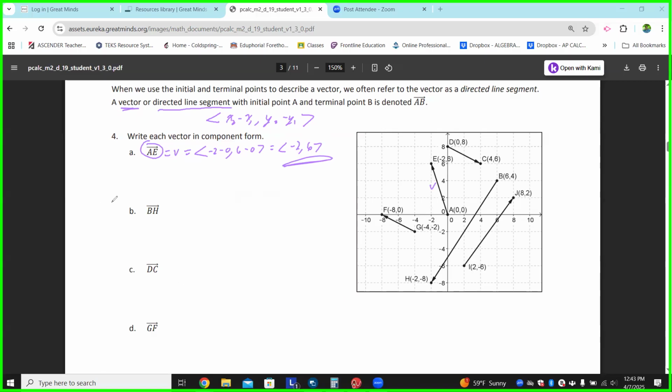All right, go ahead and do B, C, and D. Go find its vector component form. It did not say, and I'm looking at it, no magnitude, just the component form. You don't even have to write out the initial and terminal point. You have to use it to find component form, but you don't have to write it out this time. Just the component form of the vector.